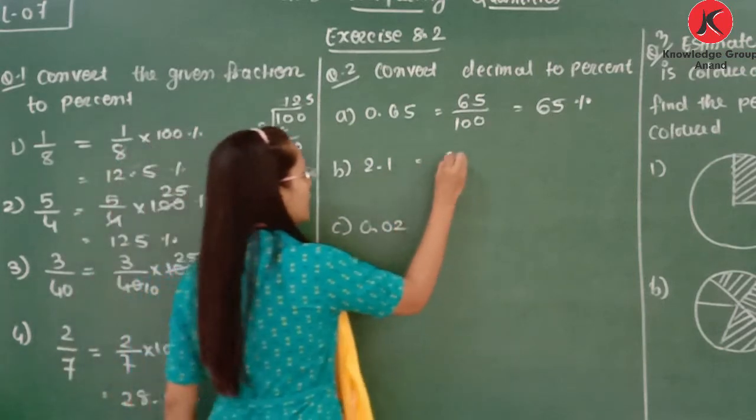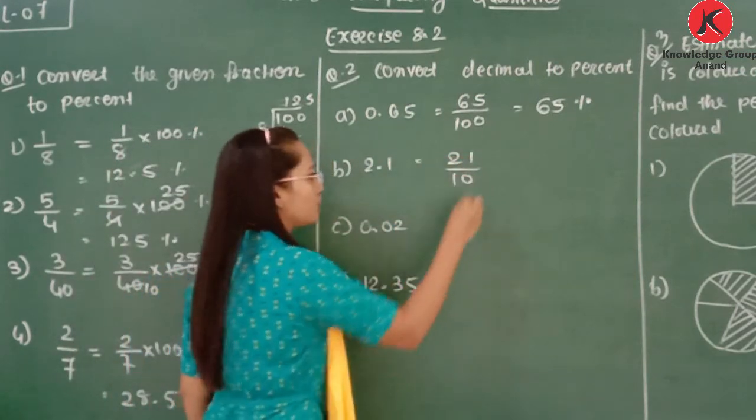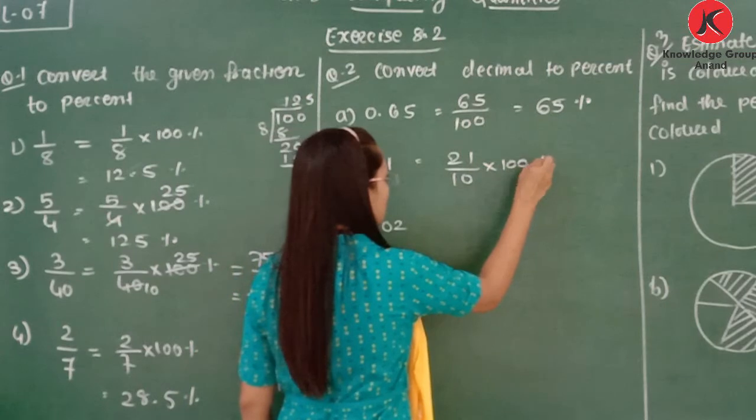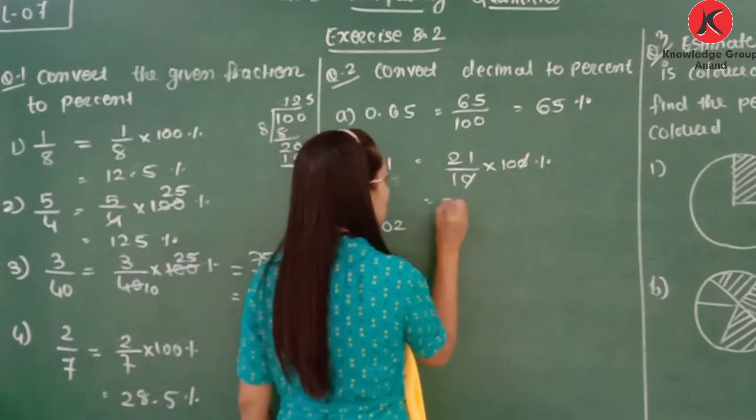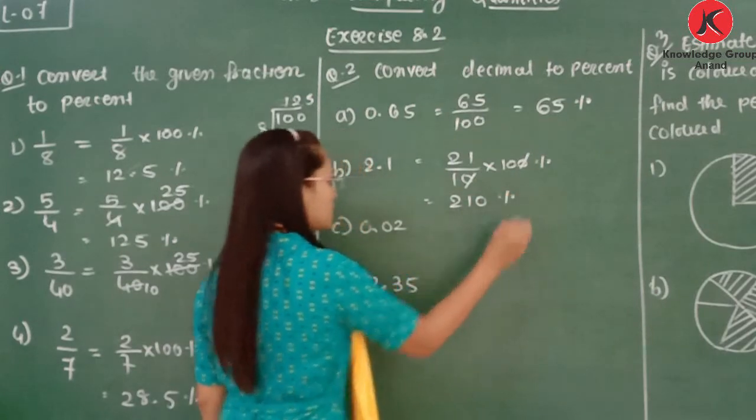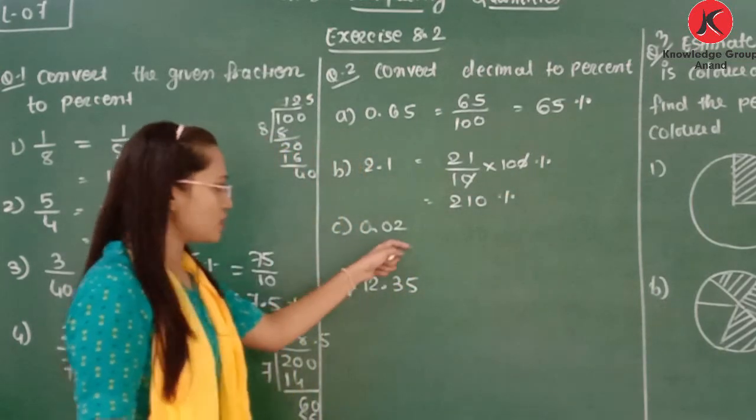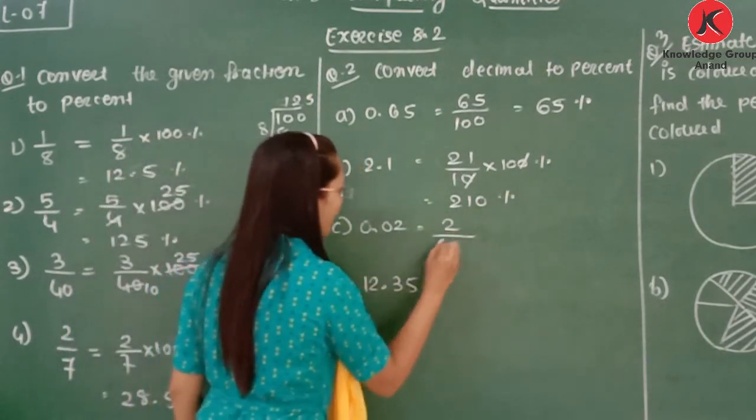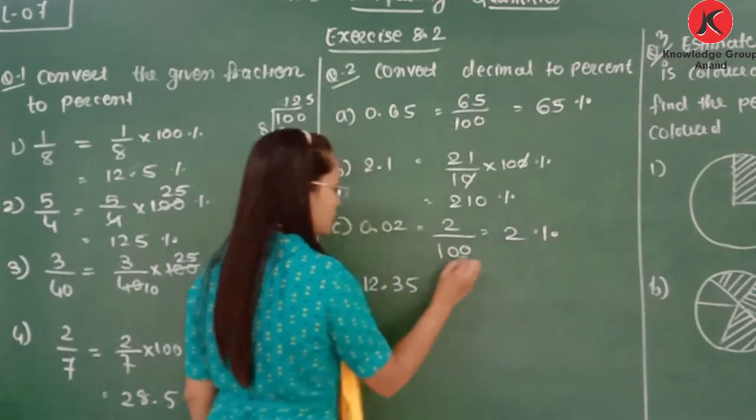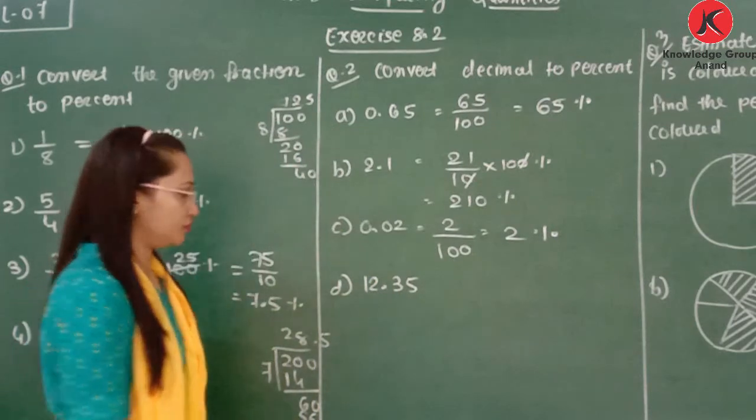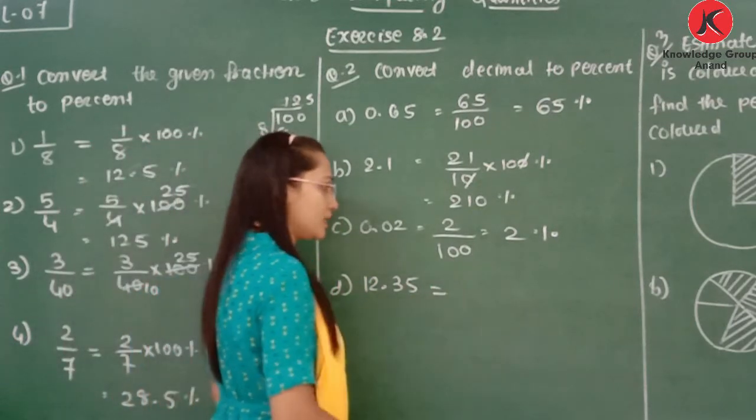2.1, so it is written as 21 by 10 multiplied by 100%. Here we can cut 0, 0. 21 into 10 is 210 percent. 0.02, so it is 2 by 100. So that is 2%, because denominator is already 100. That's why answer is directly 2%.